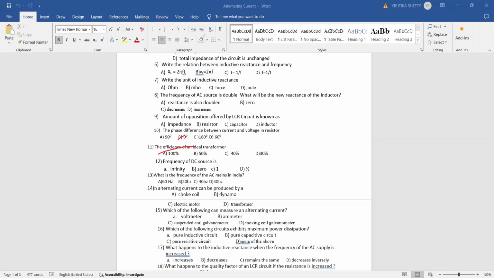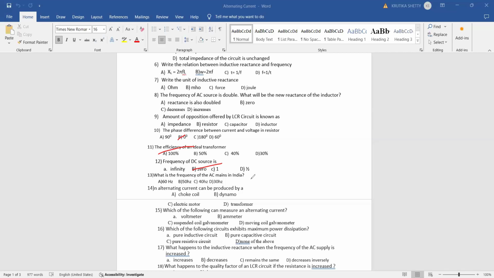Frequency of DC sources. What is the frequency of DC source? Whether it is infinity, 0, 1 or half. 0 or infinity. Yes, 0 is the correct answer. For a DC circuit, it will be a DC source, so it will be 0.